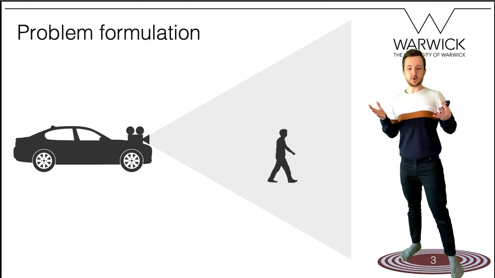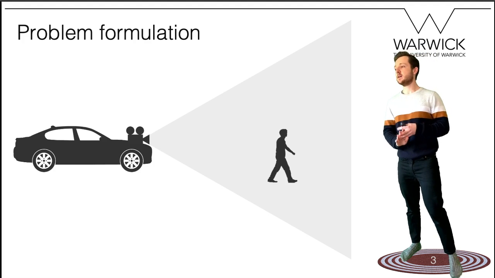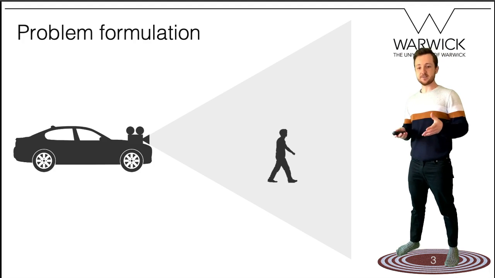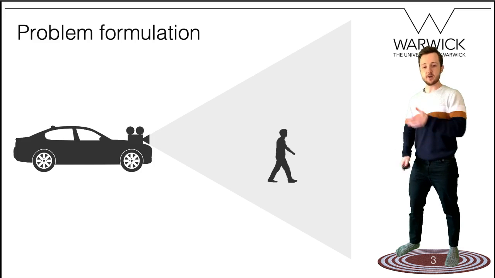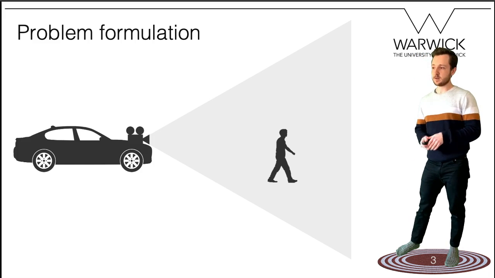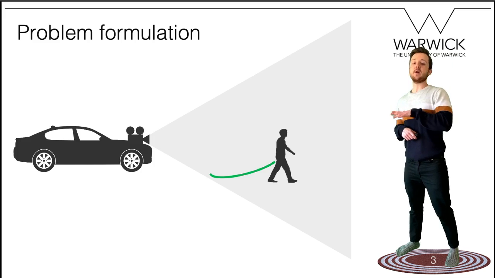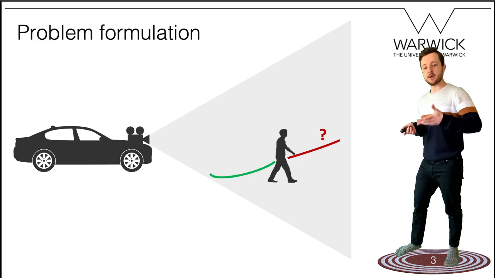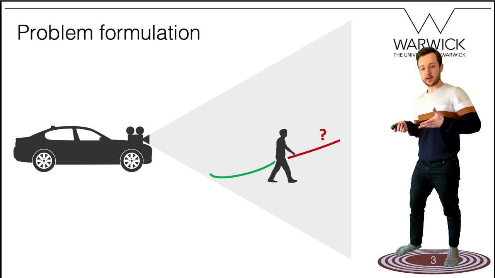So let's talk about that problem more formally. So let's say we have a vehicle, as shown here, with a camera attached to it, and within the line of sight of that camera, we can see a person. So we've seen where they've come from, shown here in the green path, and then we want to be able to predict where they're going next.